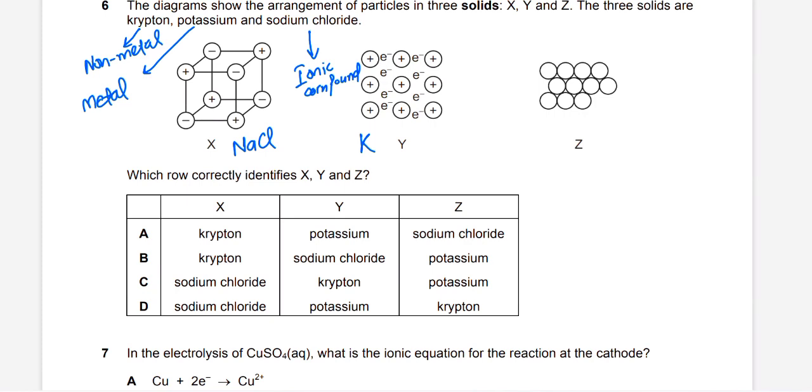So which non-metal is there? Krypton. So X should be sodium chloride, not krypton. Okay, out of these two, then the second should be potassium. Y should be potassium. This is the correct option. And the third should be krypton. Okay, so option D is correct.